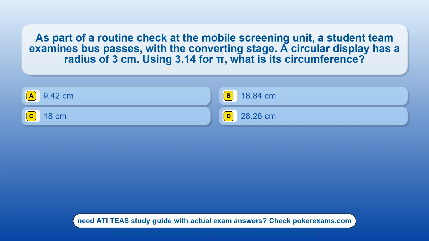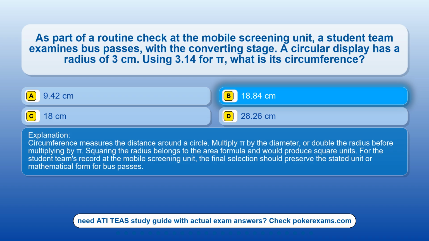As part of a routine check at the mobile screening unit, a student team examines bus passes, with the converting stage. A circular display has a radius of 3 centimeters. Using 3.14 for pi, what is its circumference? Option A, 9.42 centimeters. Option B, 18.84 centimeters. Option C, 18 centimeters. Option D, 28.26 centimeters. The correct answer is option B, 18.84 centimeters.